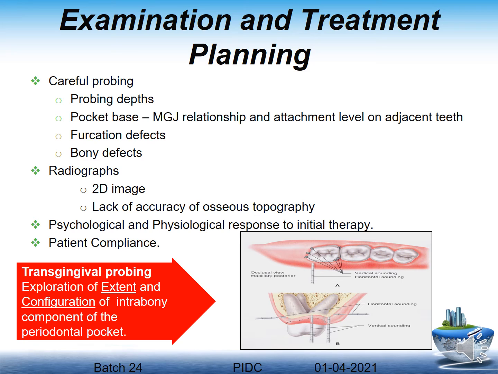Radiographs are being checked. Generally 2D radiographs are taken, but sometimes it doesn't give a proper accuracy of osseous topography. So we can go in for transgingival probing, whereby we do two types of transgingival probing or bone sounding. This is horizontal bone sounding, where you go in from the horizontal aspect of your teeth, that is either from the buccal or the lingual side.